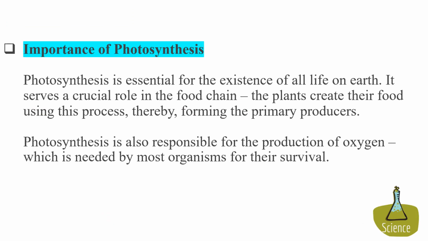Now comes the importance of photosynthesis. It is a very key process which is used by the plant, and it is essential for the existence of all life on the earth. It serves a crucial role in the food chain as plants create their food using this process, thereby forming the primary producers. Photosynthesis is also responsible for the production of oxygen, which is needed by most organisms for survival, including humans, as we use oxygen during the process of respiration.